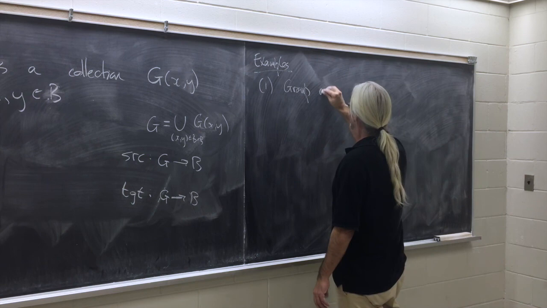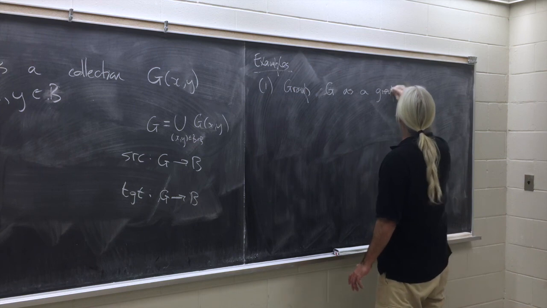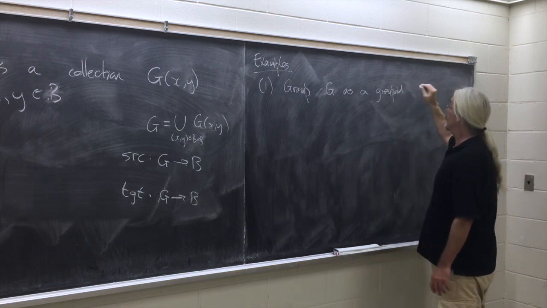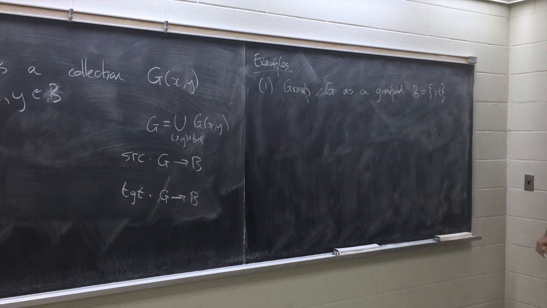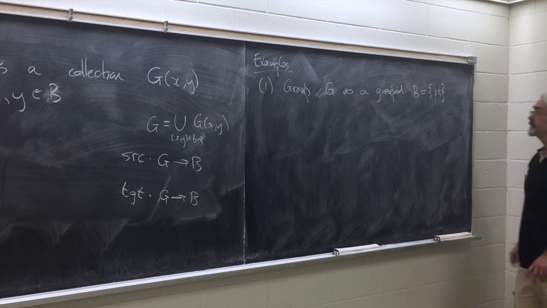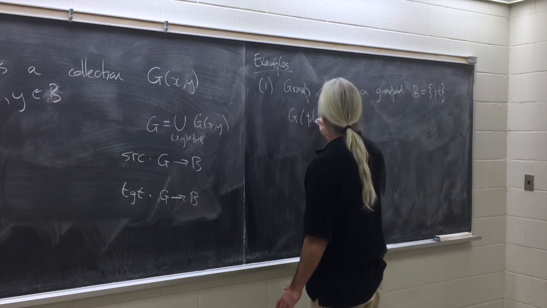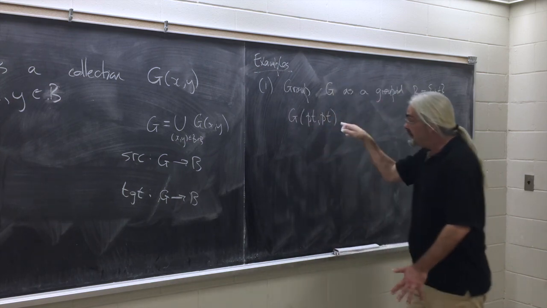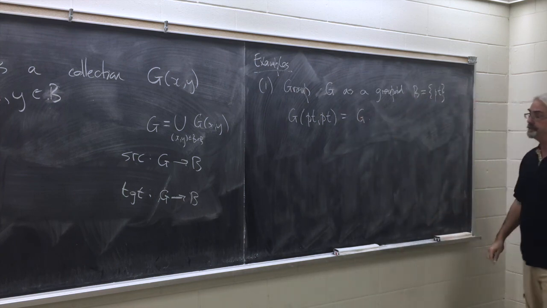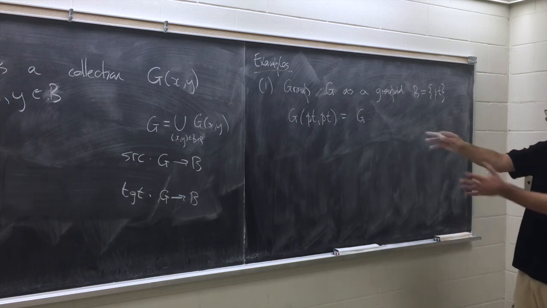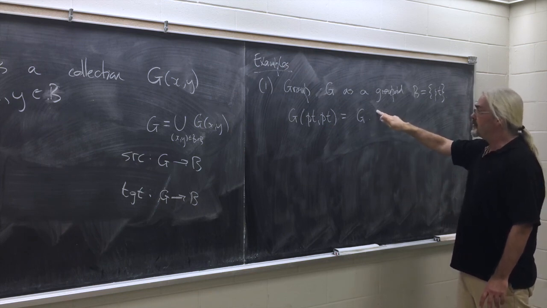Okay. So how do you think of a group as a groupoid? A group is a groupoid over a single point. There's only one of these now, and obviously you define it to be G. Then the composition mappings and the identities are those from G. So a group is a groupoid over a single point.